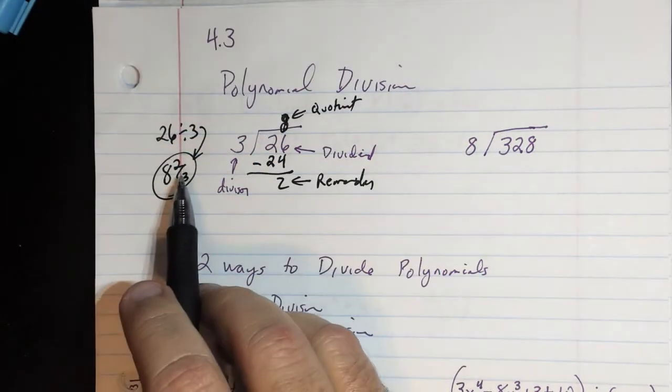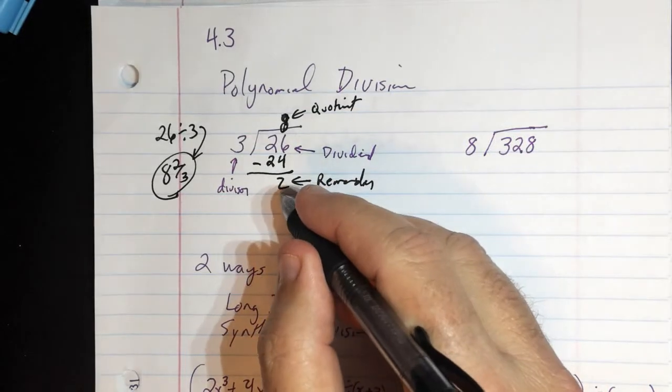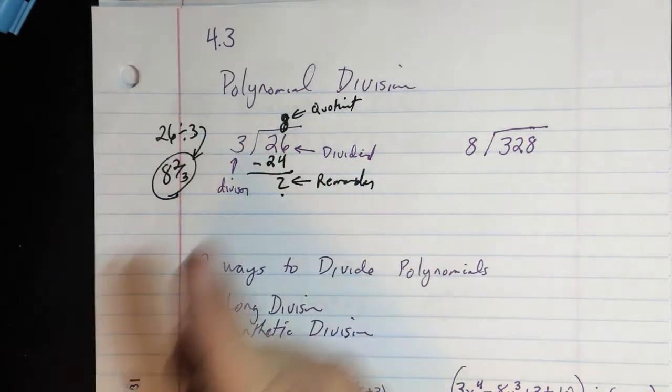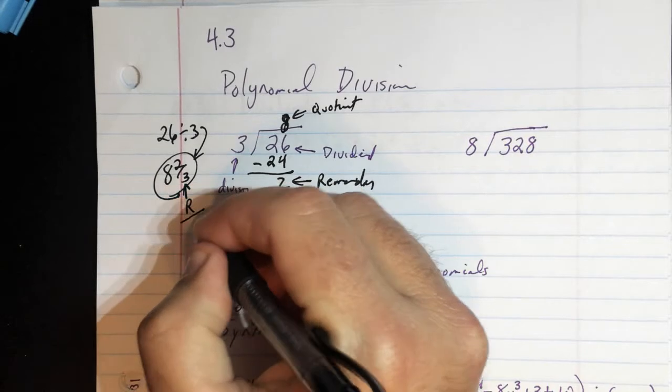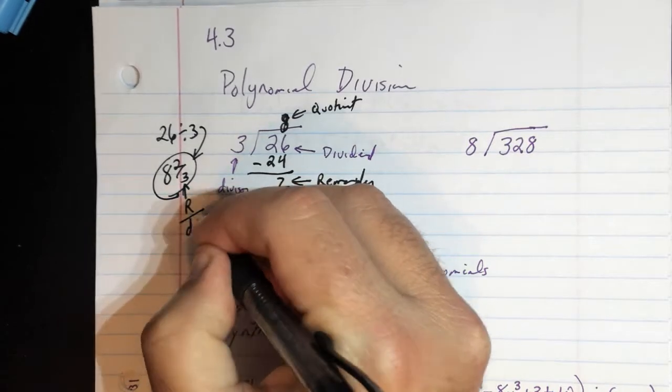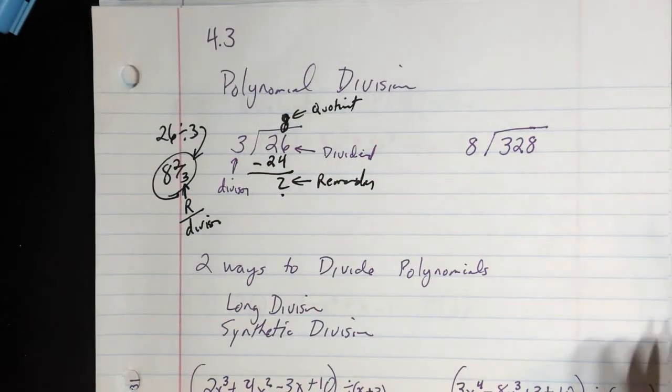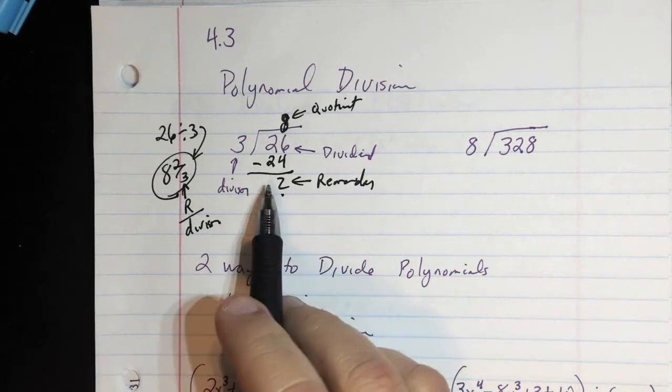Now, how did I get the 2/3? That's the remainder over your divisor. Remainder over divisor. Now, in this case I did have a remainder.